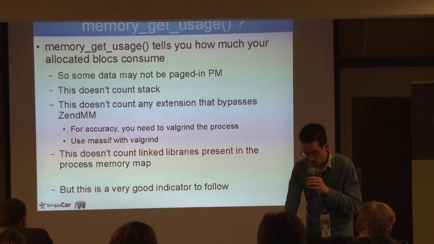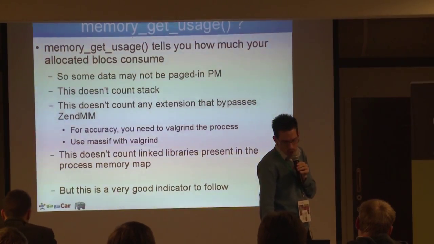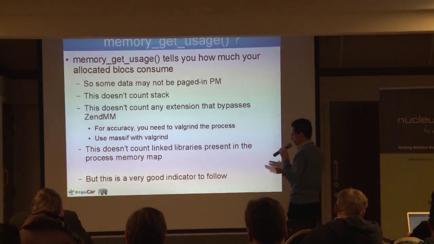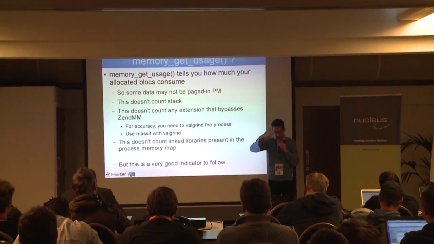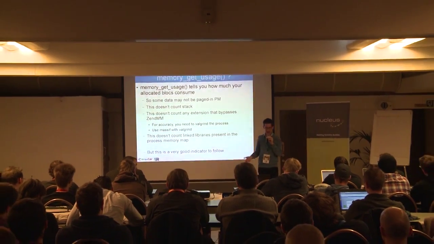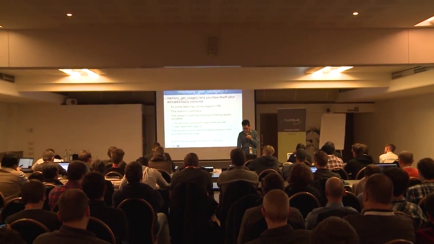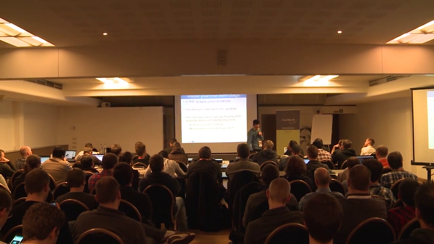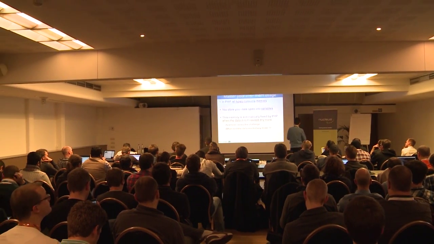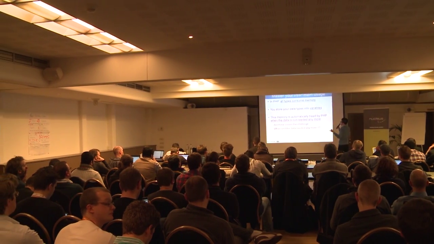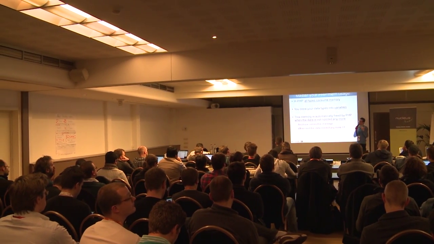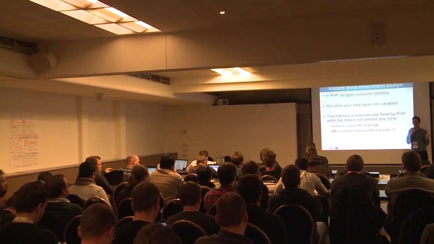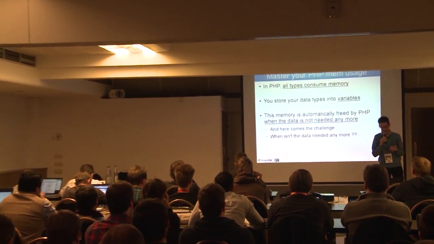So Zend Memory Manager and memory_get_usage, it's a good indicator to follow, but don't really trust it at the byte limit. It's not very accurate about that. So, if I want to reduce the memory PHP is actually using, I have to know what, in a PHP script, consumes memory.